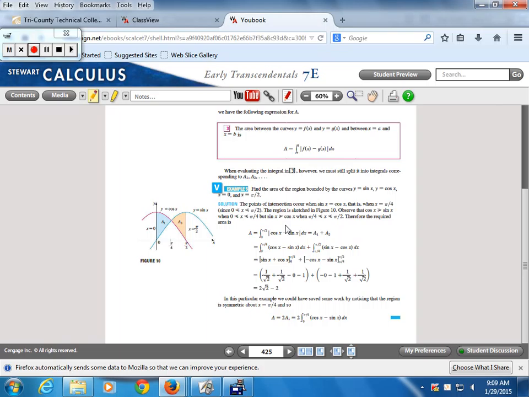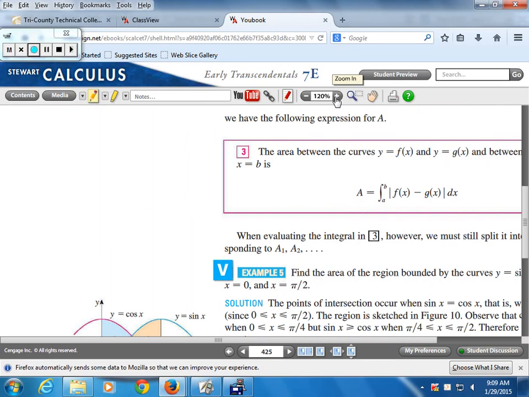All right, let's try this one, using the sine and the cosine. X is equal to 0 and x is equal to pi over 2. Try that one. I'll blow it up for you just so you can see the problem. But I want you to work it. I don't want you to just look at the answer. I want you to work it.